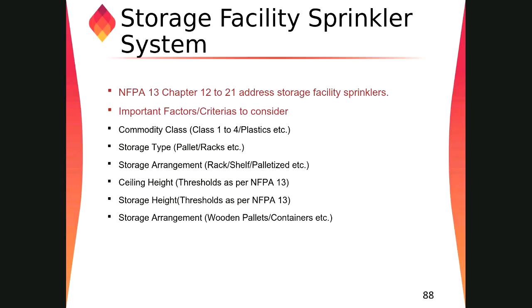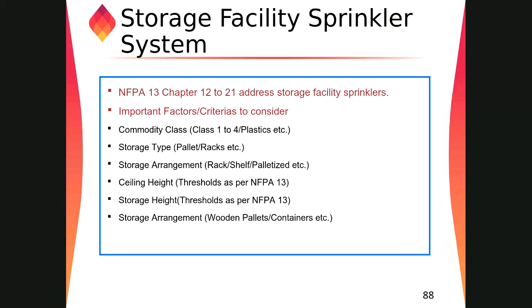So this is just a storage facility system, right? Chapter 12 to 21 contains the different kinds of storage requirements: how to store, how to put the racks, what is the height of the racks, what is the distance between two racks, what is the distance between the rack and the sprinklers, what should be the maximum height of the building, what should be the types of sprinklers, either ESFR or CMSA sprinklers, what is the minimum pressure requirement, what should be the design density. Every question that comes to your mind for the storage, you have to go to chapter 12 to 21.